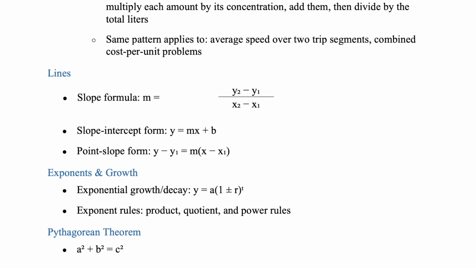And the final thing is the Pythagorean theorem. This is given to you on the equation sheet, but it's very important, so I'm just going to go over it real quick. So the Pythagorean theorem, say you have a right triangle like this, and it must be a right triangle.